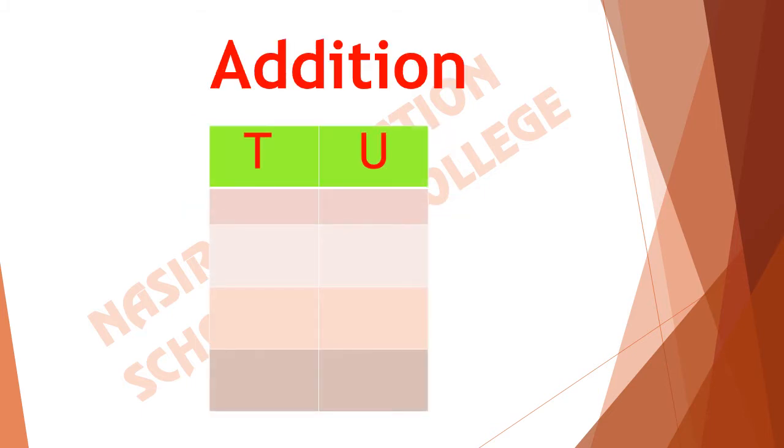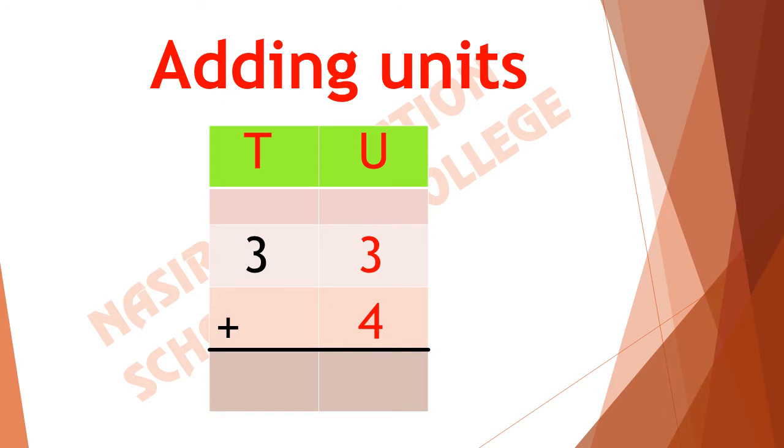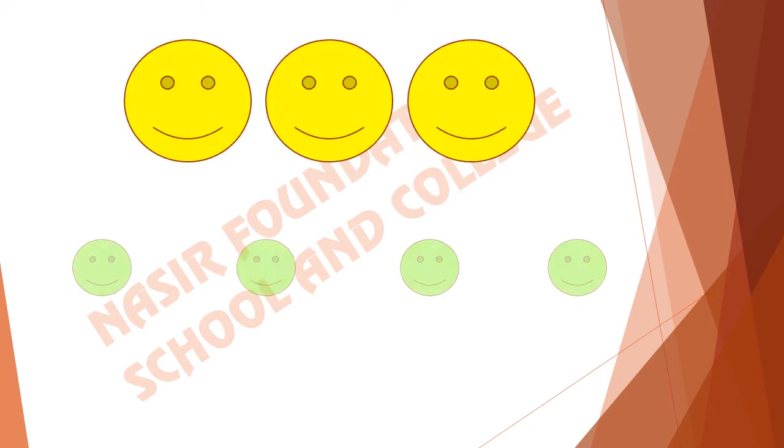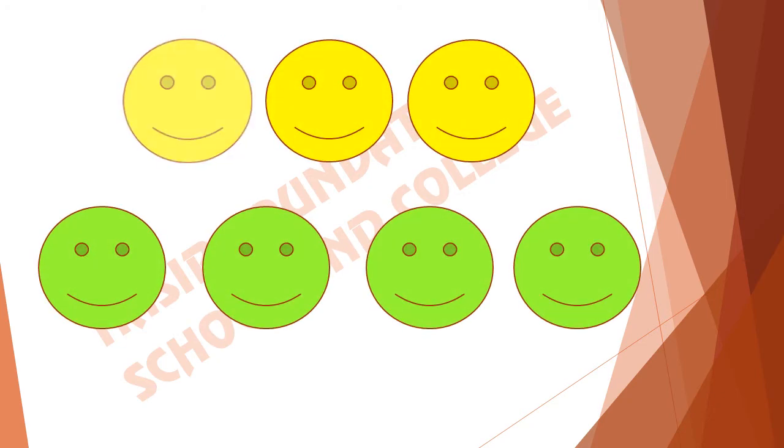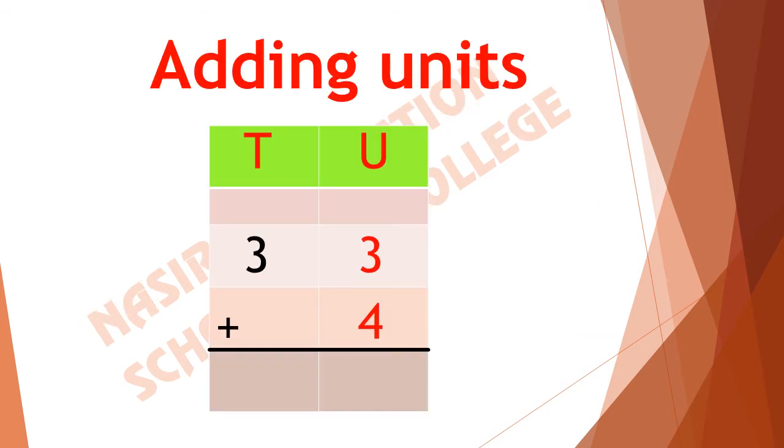Here a chart has been shown. Addendum 1 is 33 and addendum 2 is 4. We use this symbol to show the addition. We start from units. Here we can see that in units column there is 3 and 4. We will add 3 and 4. In 3 we will add 4. Now count the shapes. 1, 2, 3, 4, 5, 6 and 7. So we will write 7 in units column.